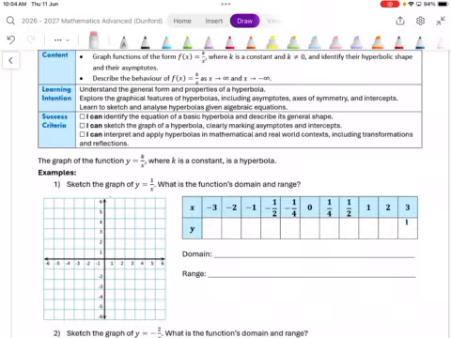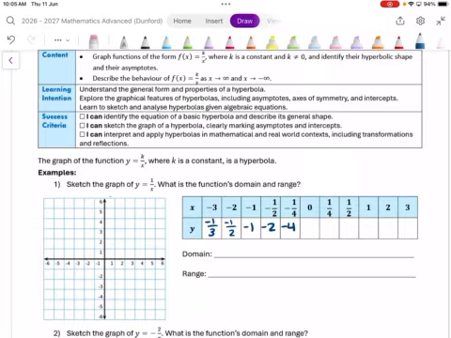So how we can sketch and graph a hyperbola is by doing a table of values. Okay, so what we want to do is replace the x in our function with our x values. So the first one will be 1 over negative 3. We just get negative a third for that. 1 over negative 2 is negative a half. 1 over negative 1 is negative 1. 1 over negative a half is negative 2. 1 over negative a quarter is negative 4.